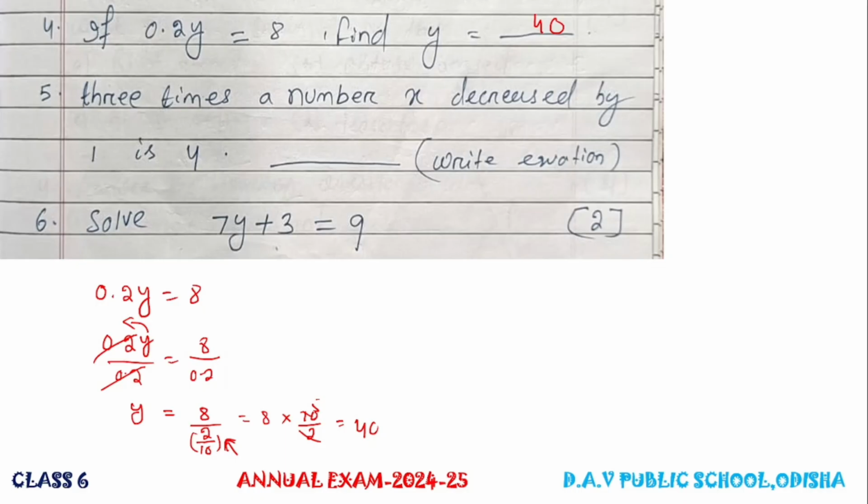3 times a number, that is 3x, decreased by 1, means minus 1, is means equal to 4. Answer.